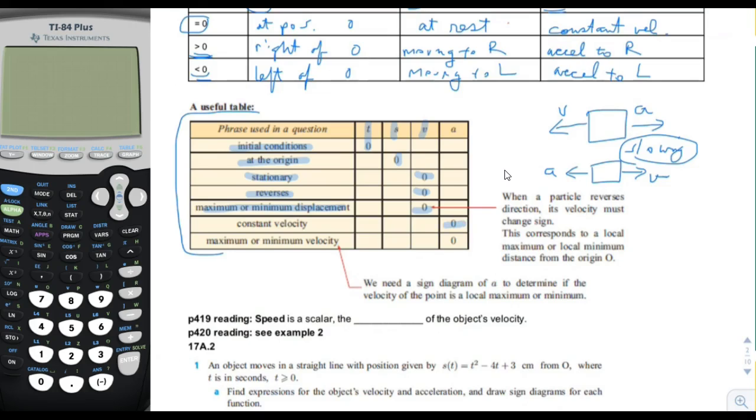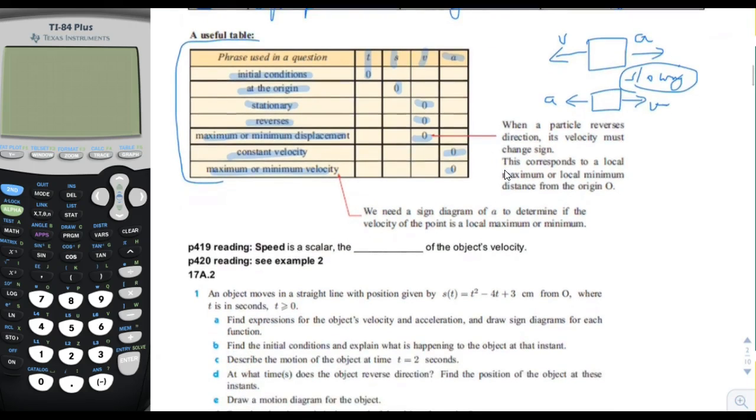Constant velocity means acceleration is equal to 0. And for maximum or minimum velocity, there is also going to be a moment where the acceleration is equal to 0. Okay? All right. Speed is a scalar. It is the magnitude of the object's velocity.